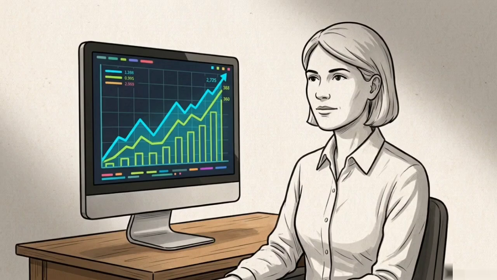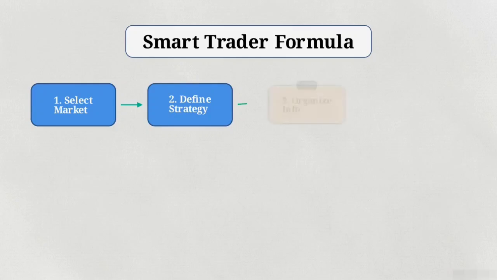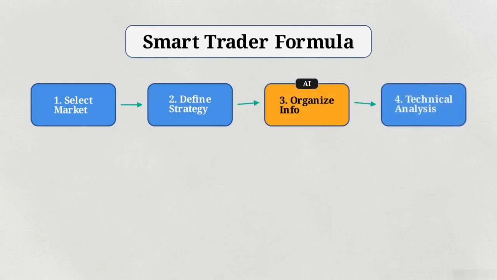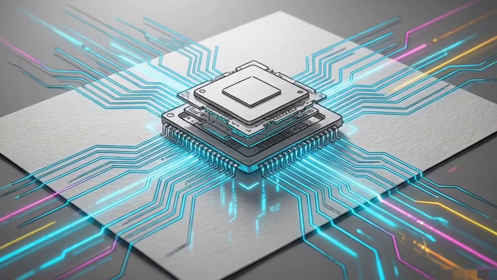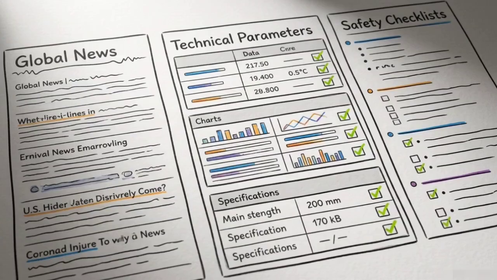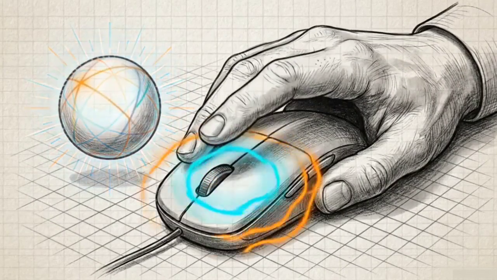When we put it all together, the workflow is clear. Select your market, define your strategy, use AI to organize information, conduct your technical analysis, cross-reference the setup with your rules, calculate your risk, record the trade in a journal, and finally, review your performance regularly. Throughout this process, the AI acts as an accelerator. It reads the economic news, synthesizes the technical requirements, and formats the checklists at high speed. But the critical responsibilities, controlling the total risk, maintaining emotional discipline, and making the final execution decision, rest entirely with you.